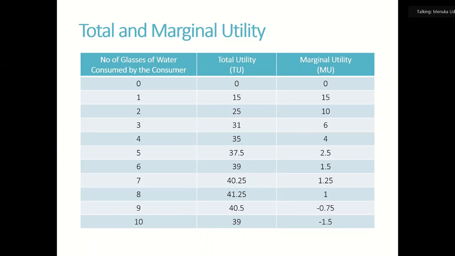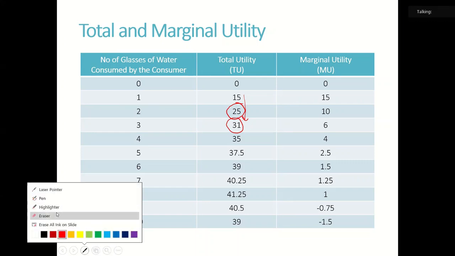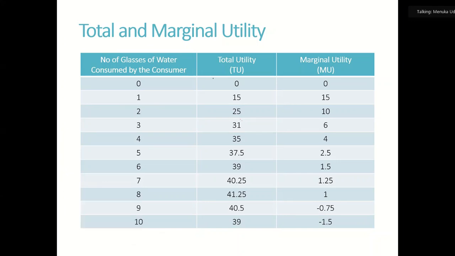Second glass, right? Consecutive now. You drink the first one, I give you the second glass. Second glass again gives utility, but in total utility, what you actually do is you sum it up. It's the cumulative utility. 15 plus the second glass gives total utility 25. Third glass, total utility 31. Right? So let's just go through the first column and the second column and see if you can plot this relationship on a curve.